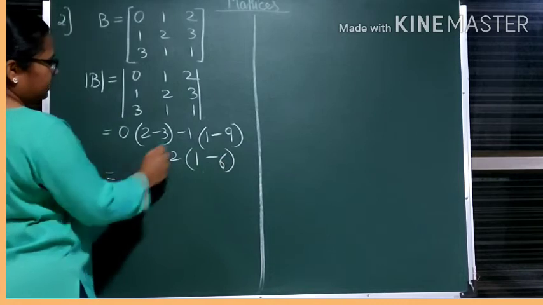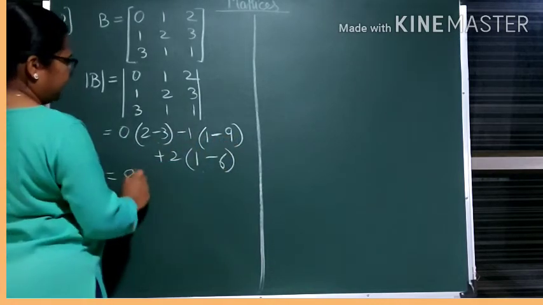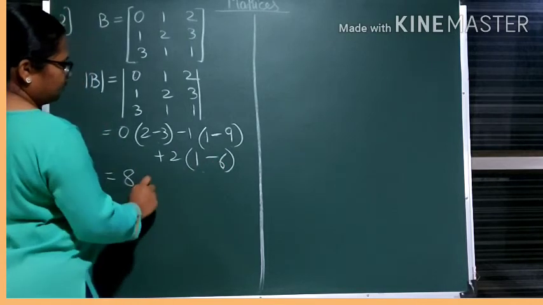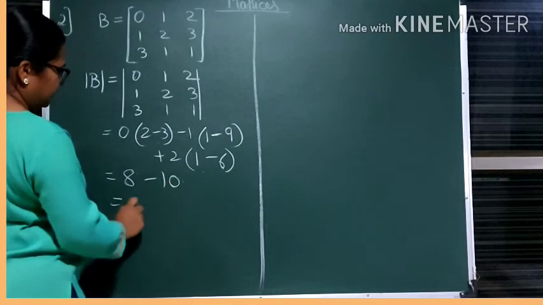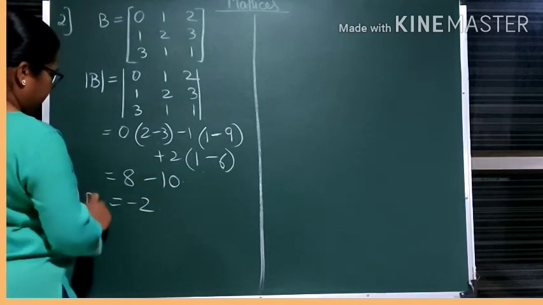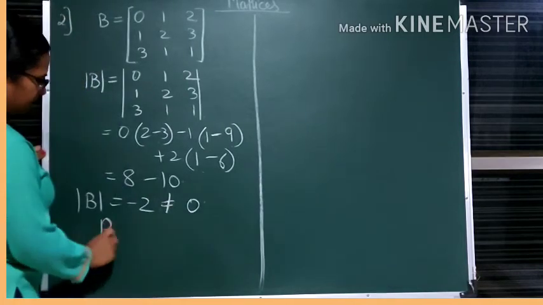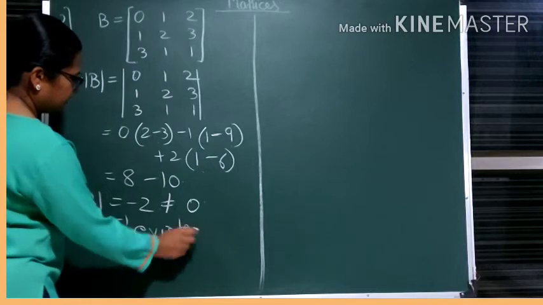So the first element is already 0. 1 minus 9 is minus 8. Minus 8 into minus 1 is 8. 1 minus 6 is minus 5. Minus 5 plus 2 into 2 is minus 10. Plus, so this is equal to minus 2. So the determinant of B equals minus 2, which is not equal to 0. Therefore B inverse exists.